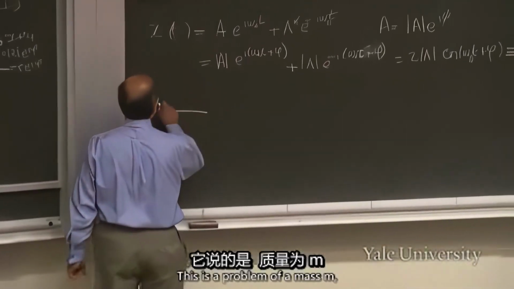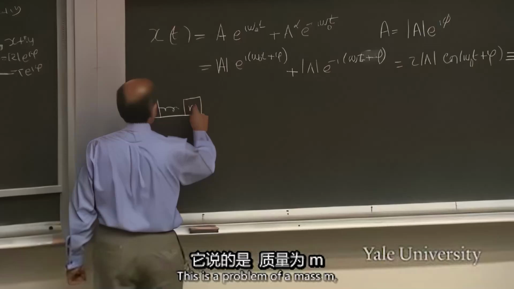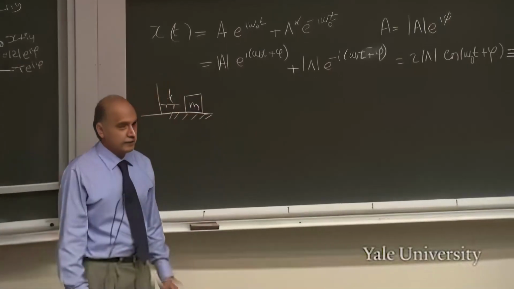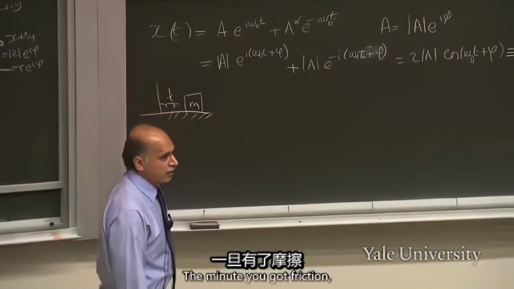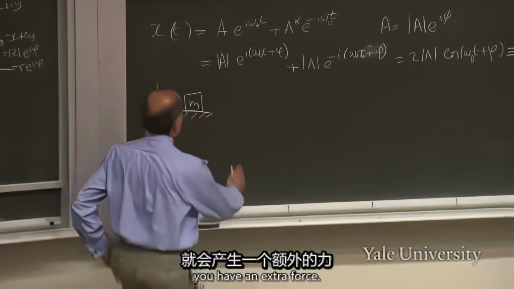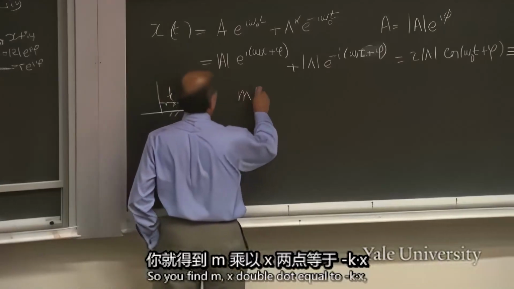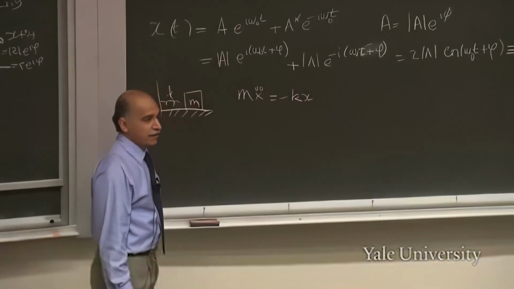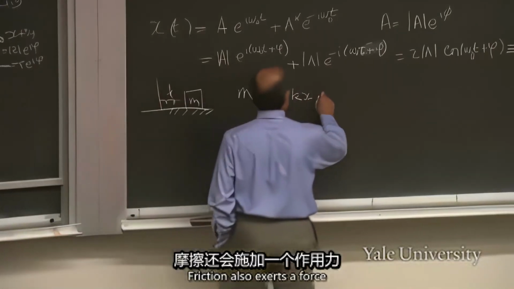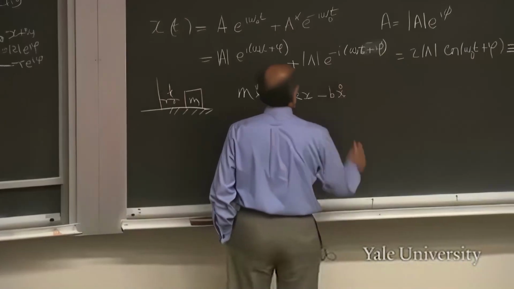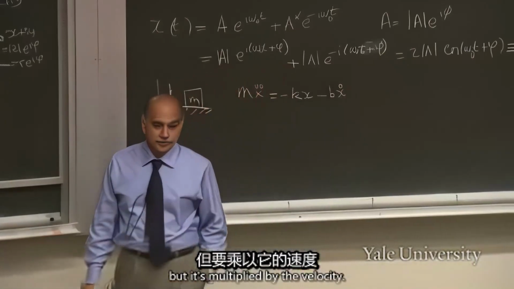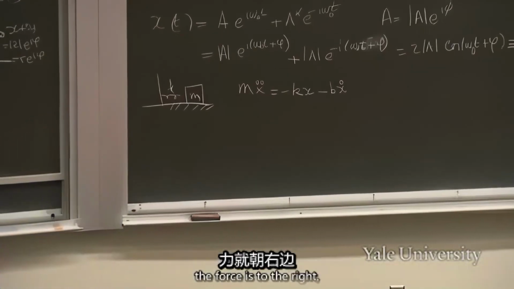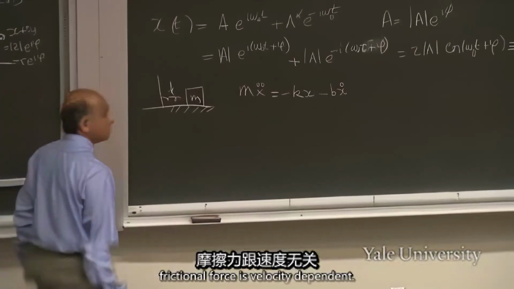This is a problem of a mass m, force constant k, moving on a surface with friction. The minute you've got friction, you have an extra force. So you find m x double dot equals minus kx, which is the old force due to the spring. Friction also exerts a force, which has some coefficient b, but is multiplied by the velocity. We know that. If you're moving to the right, the force is to the left. If you're moving to the left, the force is to the right. Frictional force is velocity dependent.